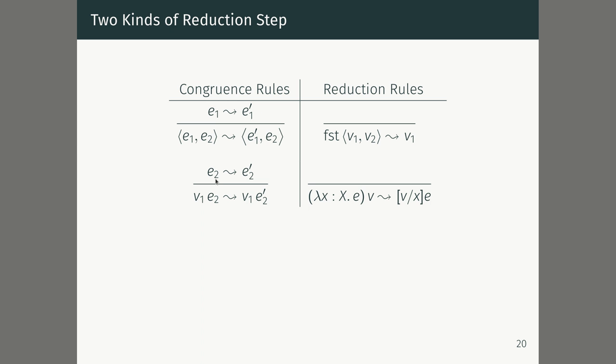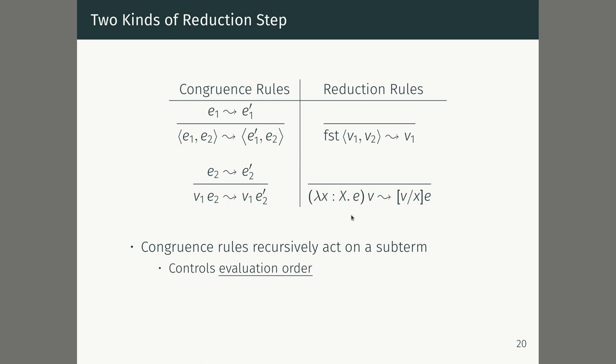And similarly, another example of a congruence rule are the rules for functions. So here I've written: if E2 steps to E2 prime, then V1 E2 will step to V1 E2 prime. So again, the application is not making any progress, but we are evaluating the subterms. And in contrast, if you have lambda x colon X dot e applied to v, then this thing will actually do some computational work. It'll take that value v and replace every occurrence of x with it. So your term has really changed what it's doing.